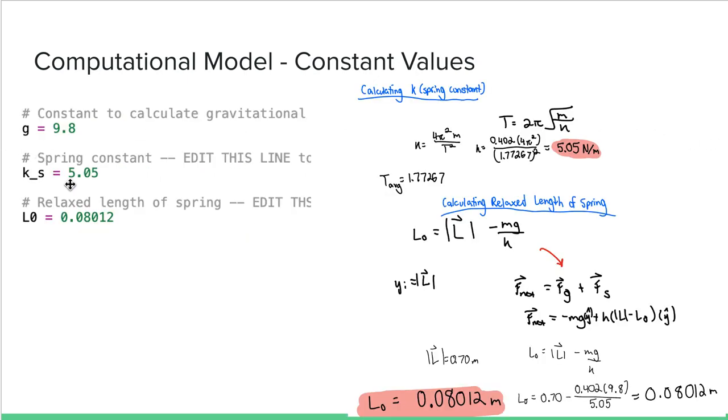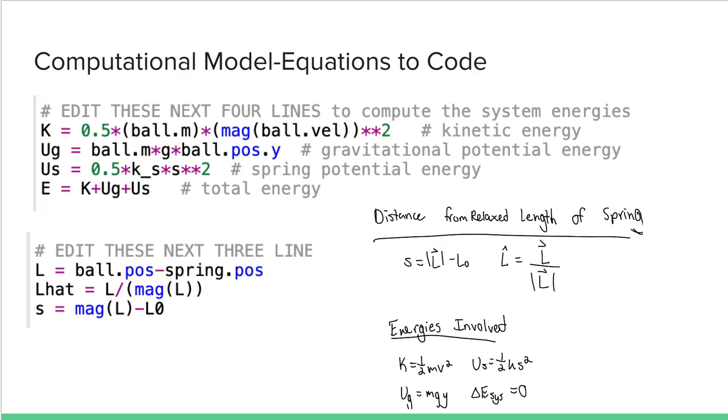These are the initial conditions put into the computational model with the velocity and position and the mass. These are the constants in the computational model, and the spring constant was calculated with the equation T equals 2 pi root m over k, which equaled 5.05 newtons per meter, and the relaxed length of the spring was calculated with the net force formula, which equals 0.08012 meters.